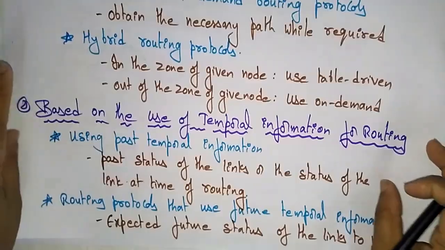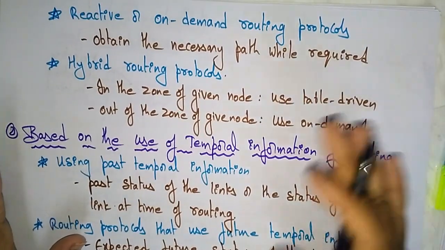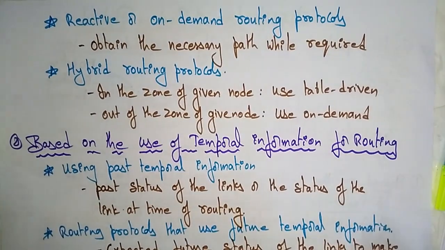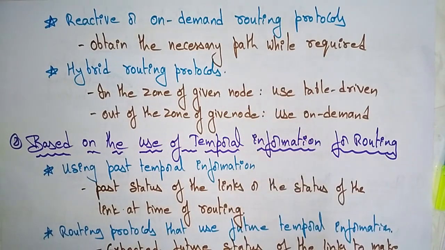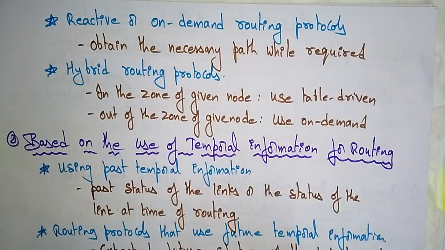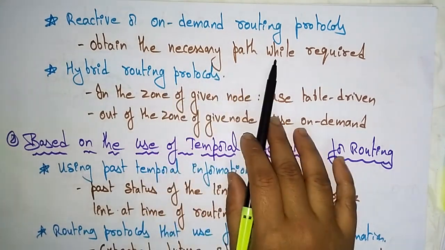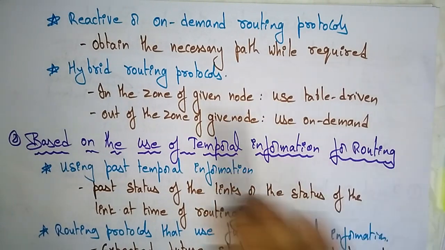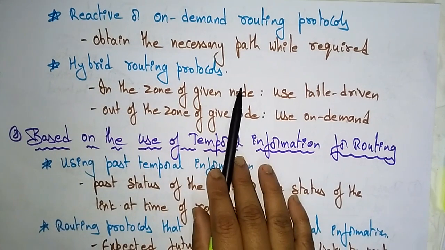Next one is reactive. The reactive is also called an on-demand routing protocol. The name itself says it is on-demand. Reactive, it is reacting. It obtains the necessary path while required. So whenever it requires, it selects only the required path. And the third one in this is the hybrid routing protocol.